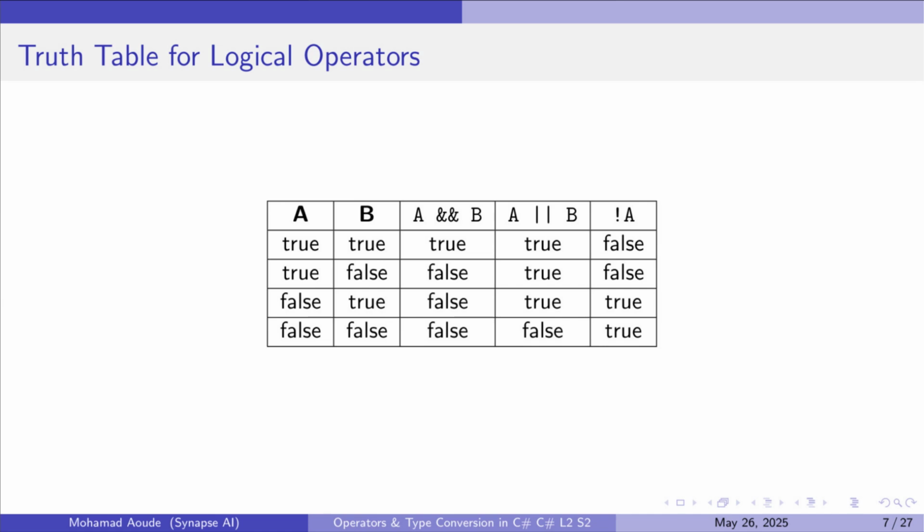Here is the truth table illustrating how logical AND and OR evaluate for all combinations of true and false, and how NOT flips a value. This helps you predict exactly how your compound conditions will behave.